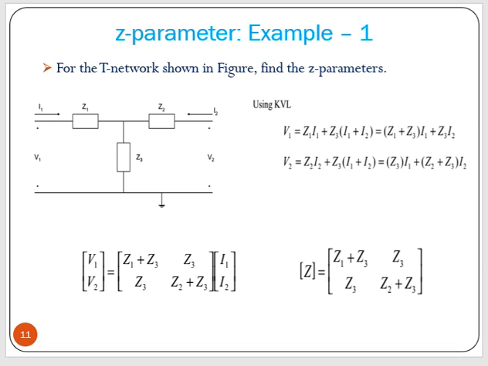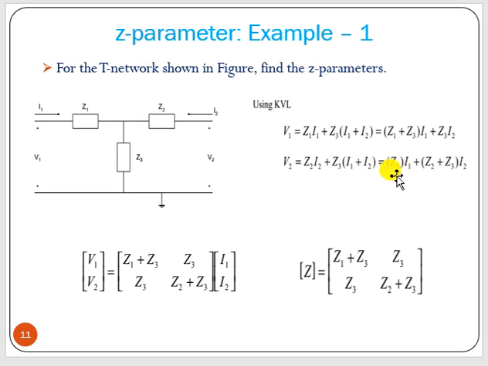Now say, for example, this is a circuit and you have to find the Z parameter. We can write the simple KVL equation. V1 is I1 Z1 plus Z3 times the current through it. I1 is flowing this way, I2 flowing this way, so the current at Z3 will be I1 plus I2. So Z3 into I1 plus I2. Then we can take I1 as a common factor. Then V2 equals Z2 into I2 plus Z3 into I1 plus I2.